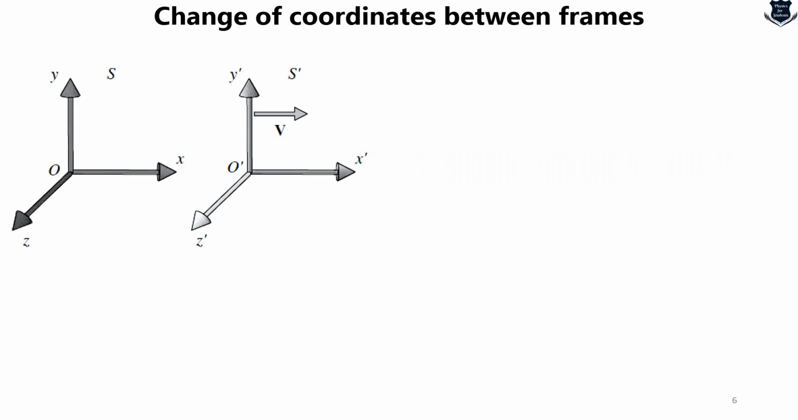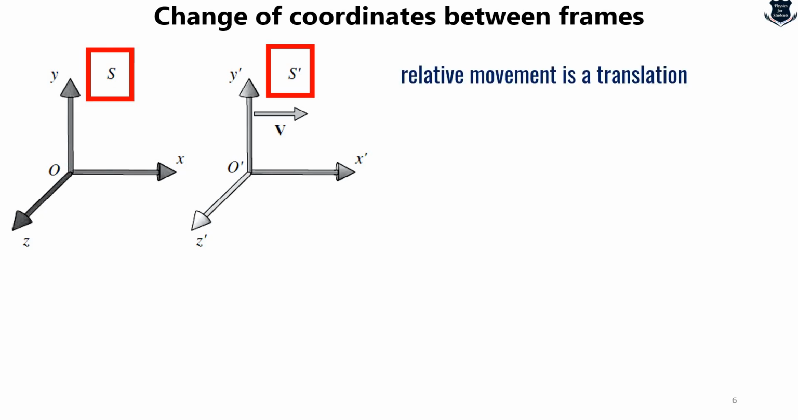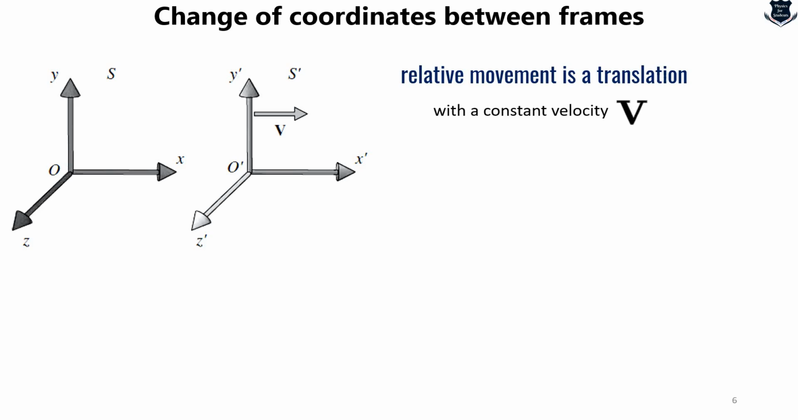Now, in order to look at this in a more constructive and mathematical way, I would like to show you this. Let us consider two different frames of reference, S and S prime, where the relative motion is a translation. That means the relative orientation of the Cartesian axes does not change as time flows by, and it has a constant velocity v.